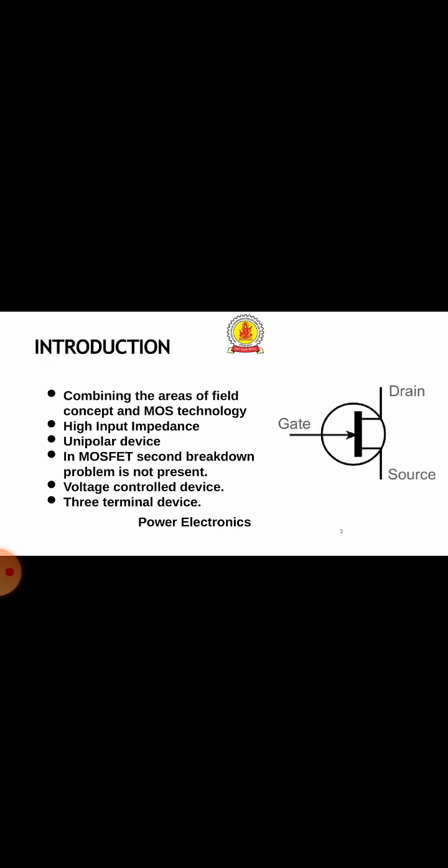The control signal or base current in BJT is much larger than the control signal or gate current required in MOSFET. This is because the gate circuit impedance in MOSFET is extremely high. The large impedance permits the MOSFET gate to be driven directly. That's why the second breakdown problem does not occur.